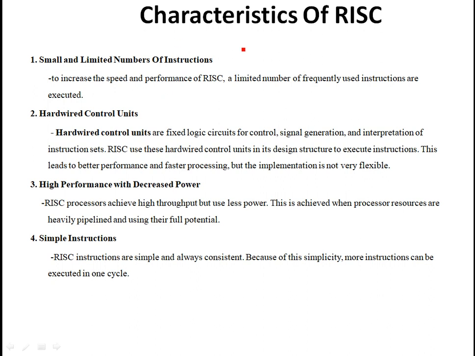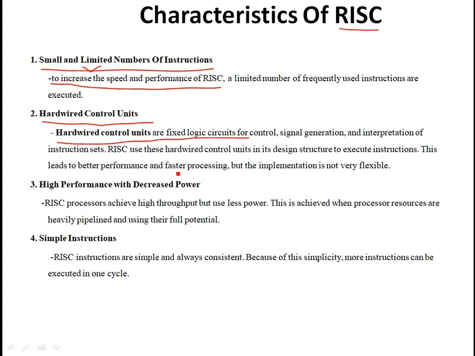Now what are the characteristics of RISC? The first characteristic is a small and limited number of instructions. As the name suggests, RISC is a reduced instruction set computer, so of course we require a small and limited number of instructions. If we have a small number of instructions, it will increase the speed and performance of the processor. Next is the hardwired control unit. A hardwired control unit is one fixed logic circuit for generating control signals. Using this hardwired control unit leads to better performance and faster processing.